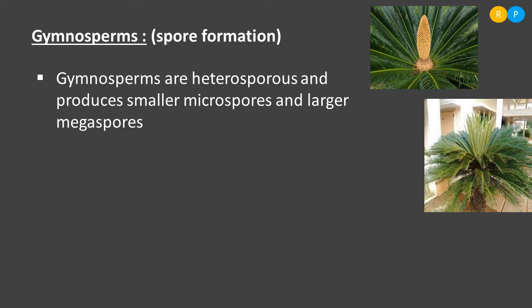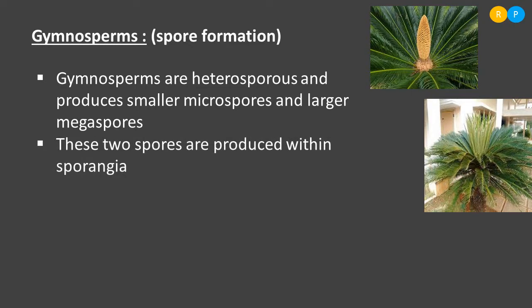And where will the microspores and megaspores be produced? These two spores are produced within the sporangia. Clear? So in order to produce the spores, the plant consists of a specialized structure that is known as sporangia. So where is the sporangia present in the gymnosperms? Because till now we have discussed all the vegetative parts, leaf, stem and root. There we didn't see the sporangia.